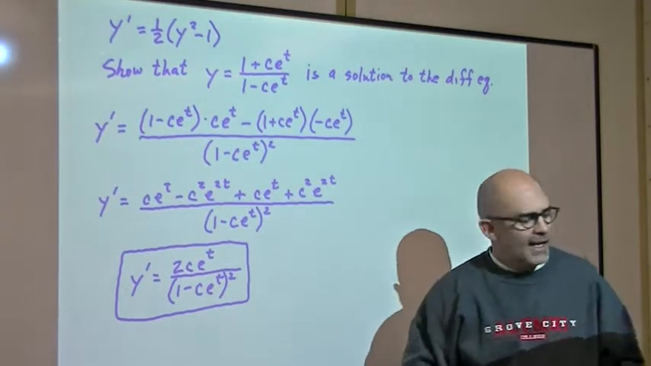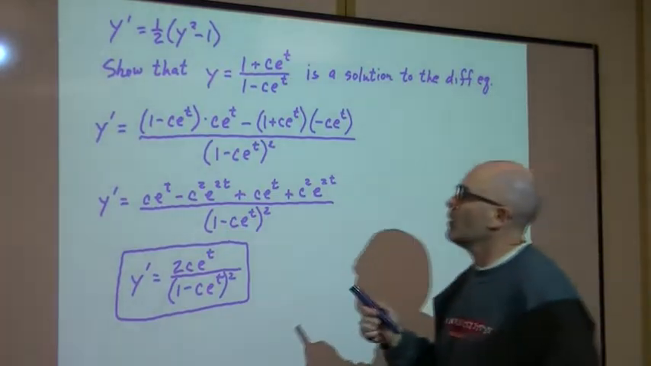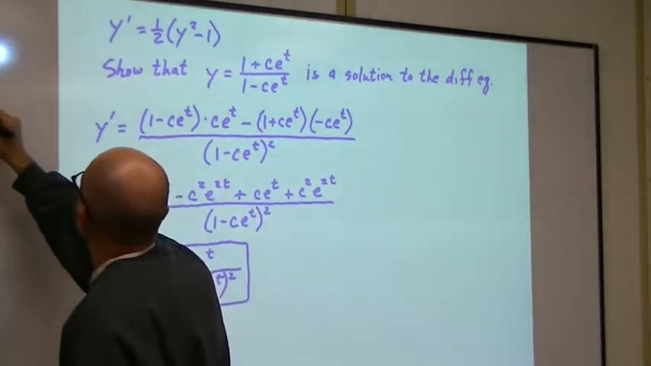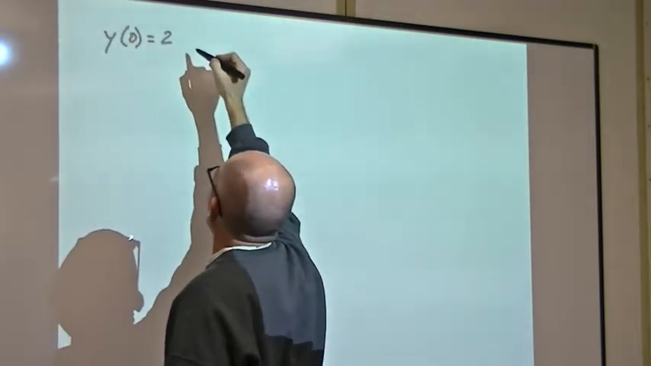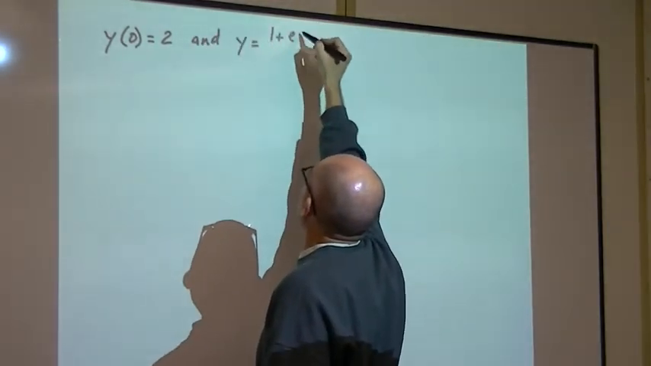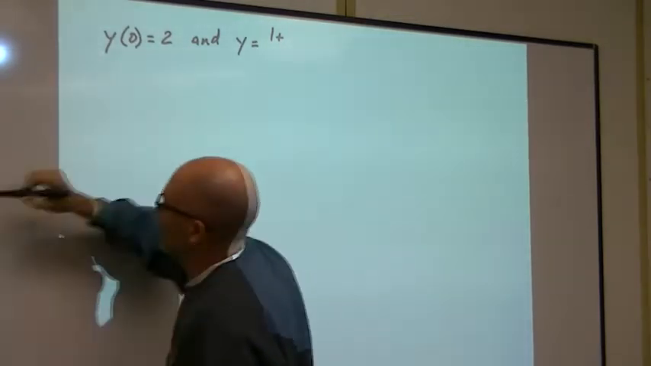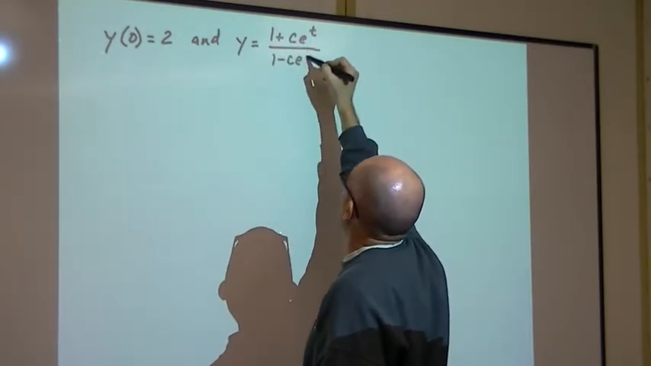Okay, one more thing. Now that we know that is a solution, they're going to give us initial conditions. So what they say is the initial conditions, example 2 on page 591, the initial conditions, y of 0 equals 2. So what I do is I start with y of 0 equals 2, and y equals 1 plus CE to the t over 1 minus CE to the t.